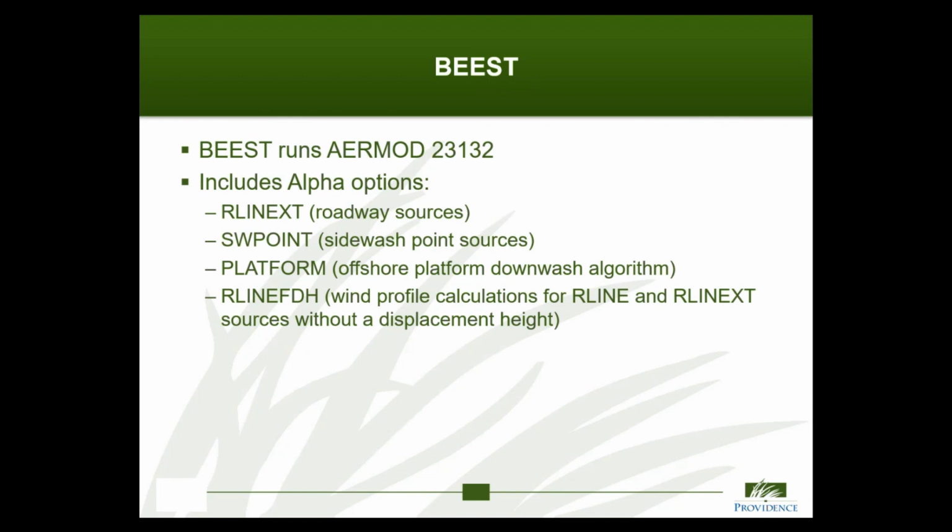So again, BEAST does run AERMOD version 23132. And this version also includes some alpha options. And just to refresh your memory, alpha options are those that somebody in the technical or research community has come up with and says, hey, I think at some point in time down the road, this would be a good thing to have in AERMOD. And so these are sort of research and testing options.